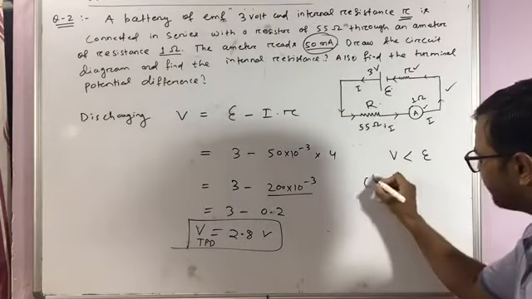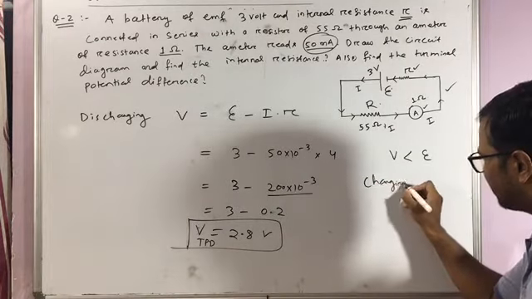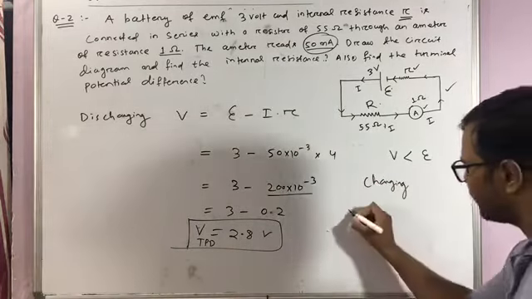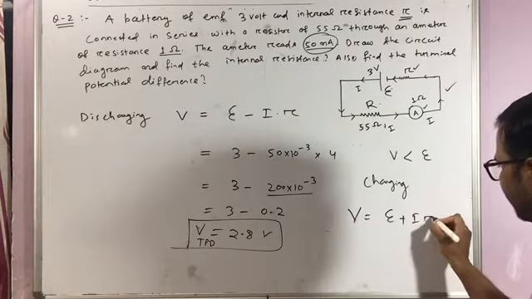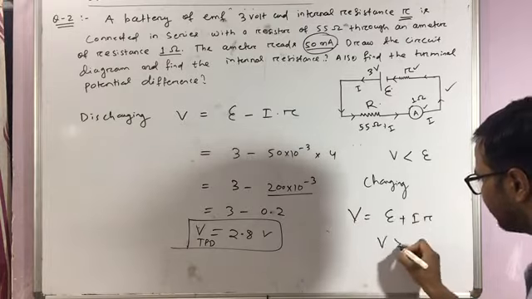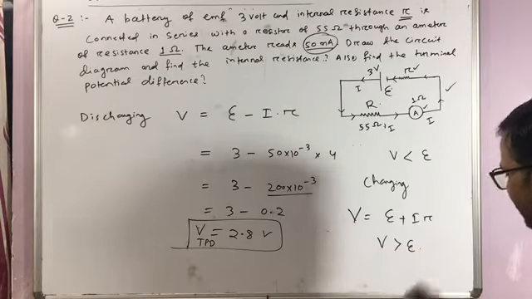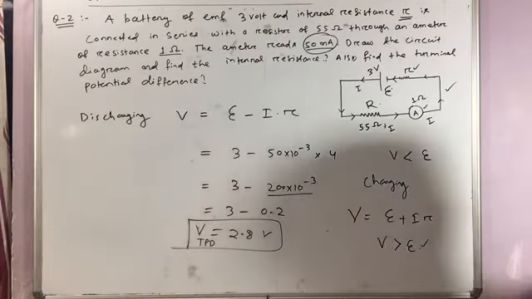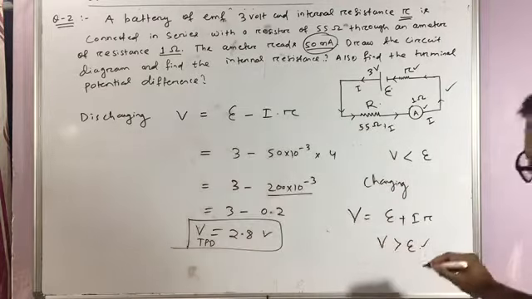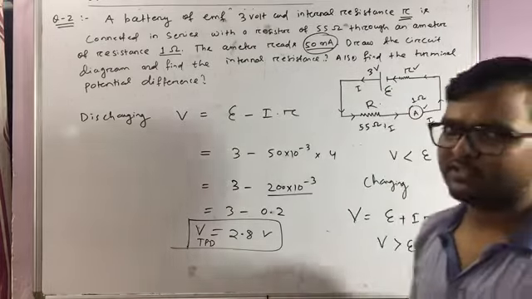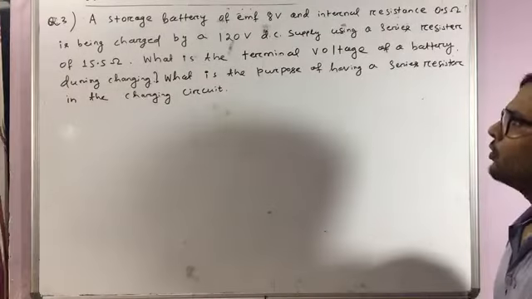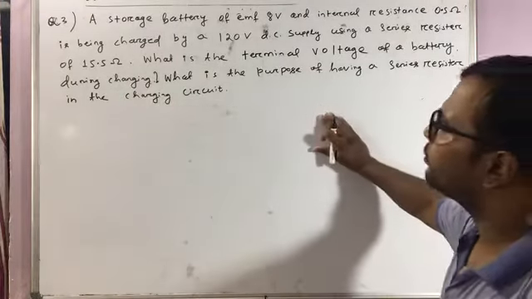But in the case of charging, the formula is V is equal to E plus IR. This is the case where the terminal potential difference is greater than the EMF of the cell, because in this case the cell is being charged by some outside agency. Okay, students. So let us see the third question.